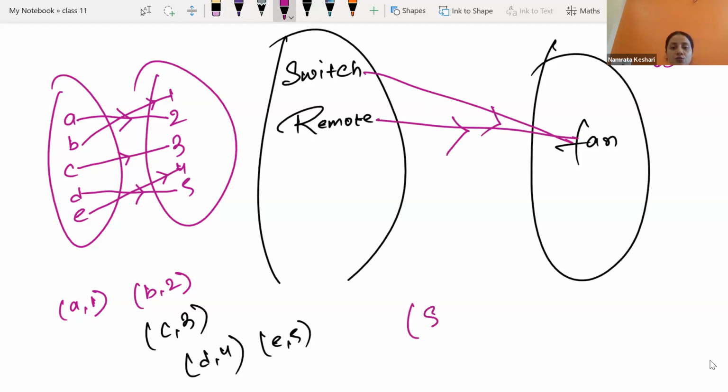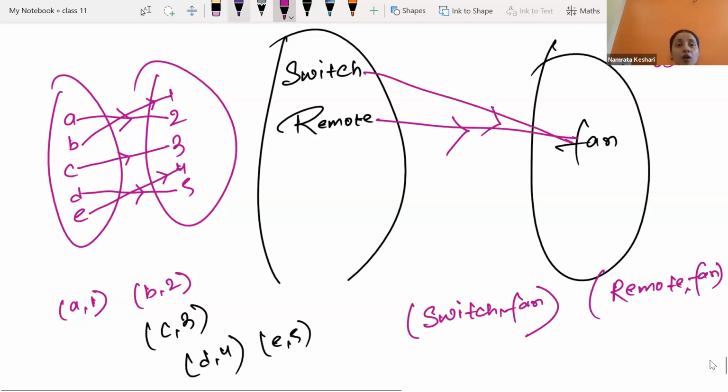We will say that switch, comma, fan is one ordered pair, and remote, comma, fan is another ordered pair. This is okay in a function. The first element should not match. Can you see what is not allowed? Let me show you here what is not allowed.